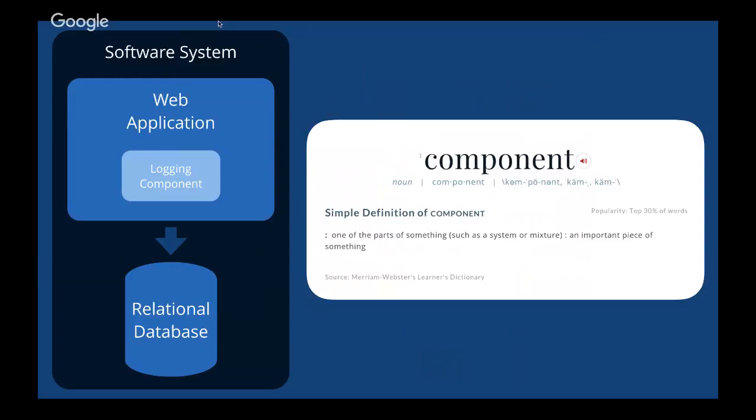So imagine we are building a software system, and the software system is comprised of a web application talking to a relational database. We could say that the web application is a component of the entire system. That makes sense using the dictionary definition of that term. We could also say that the logging component is a component of the web application. So again, we can use the same word for different levels of detail, different levels of abstraction.